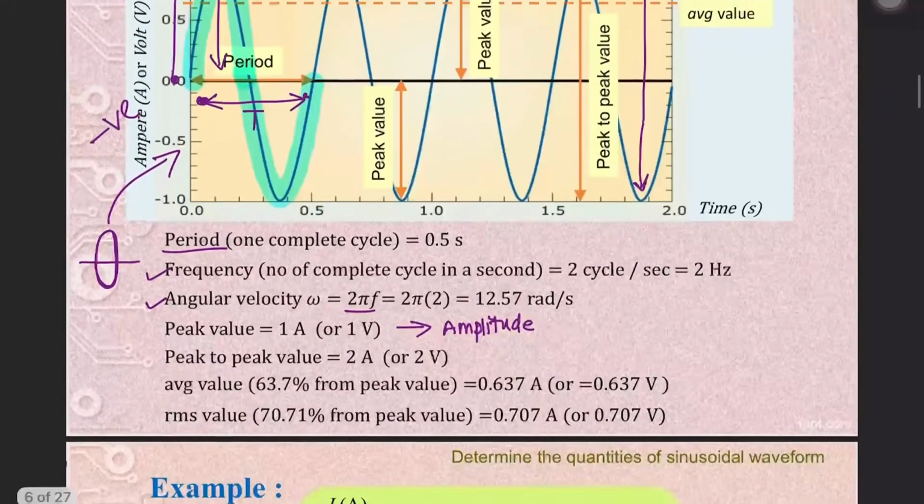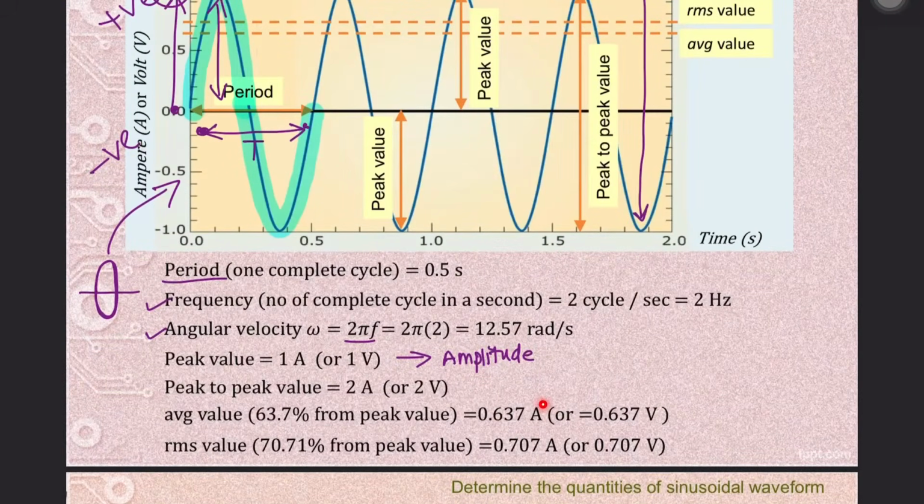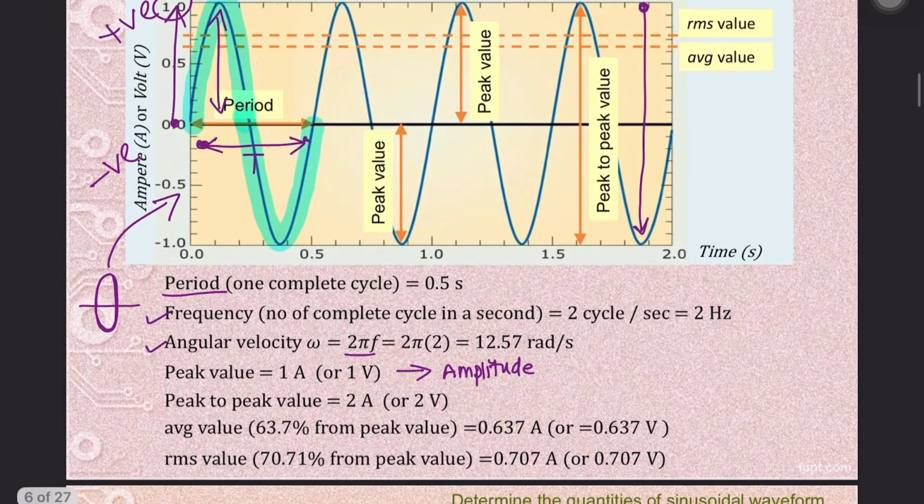So dekat sini, apa yang kena hafal formula? Untuk dapatkan formula adalah average value, RMS value, frequency dan angular velocity. Everything else like period, peak value, peak to peak value, semuanya boleh datangnya daripada sine waveform. Okay?